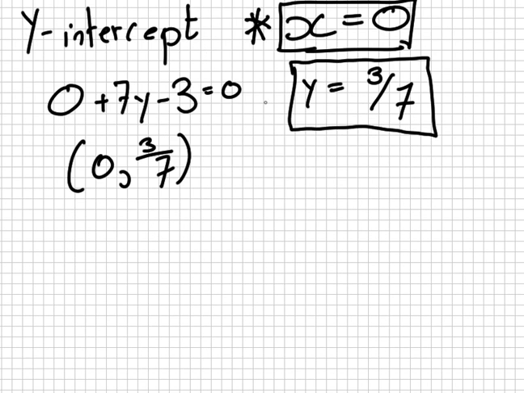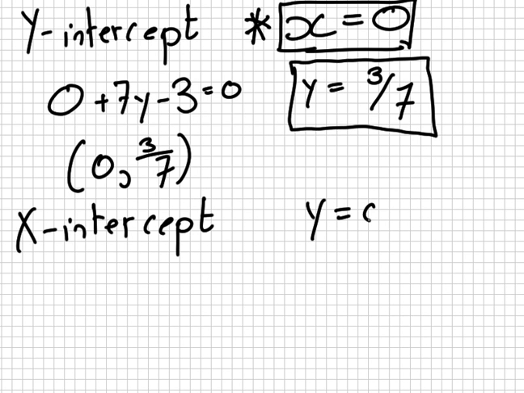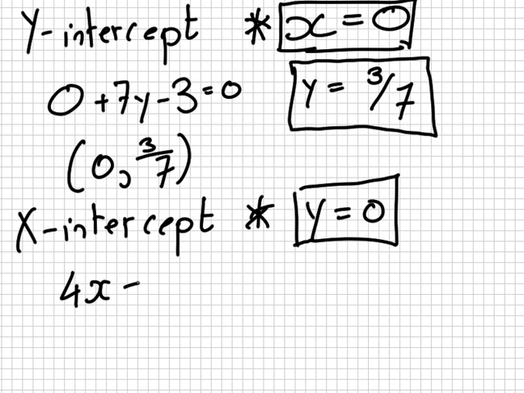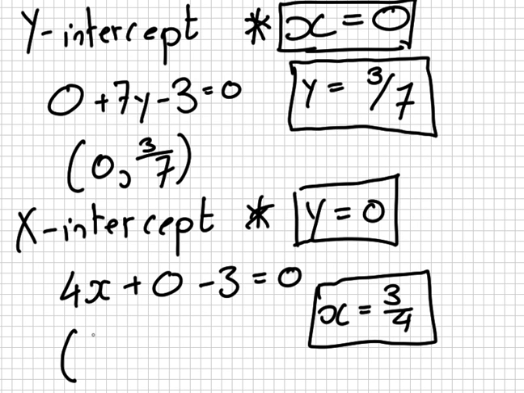So next we'll find the x-intercept. Y will be 0. So we make y equal to 0. If I make y equal to 0, I'd get 4x plus 0 minus 3 equals 0. So here I get x equal 3 over 4. So now I have my second point, 3 over 4 and 0.